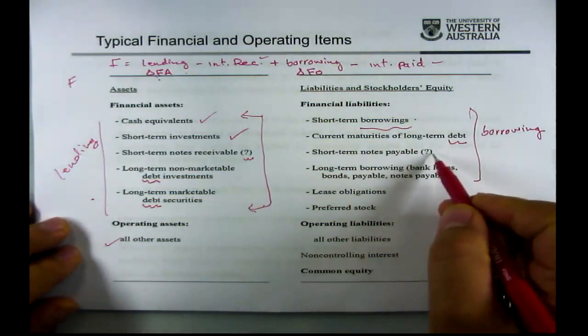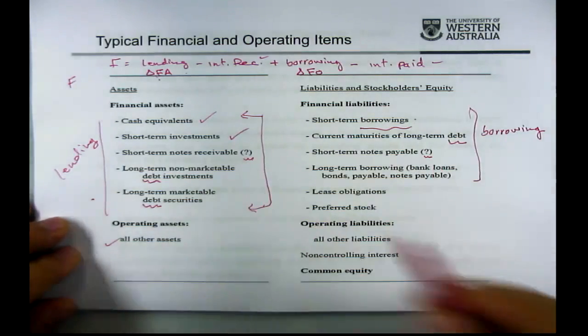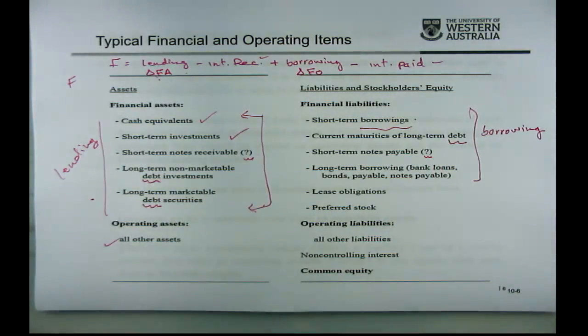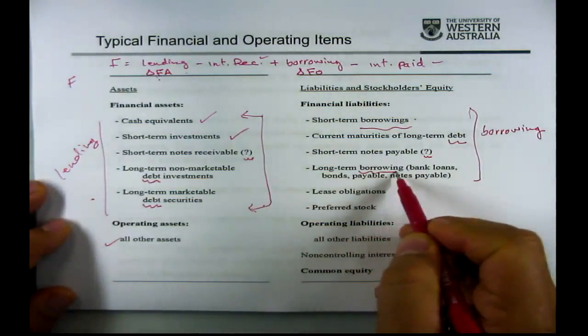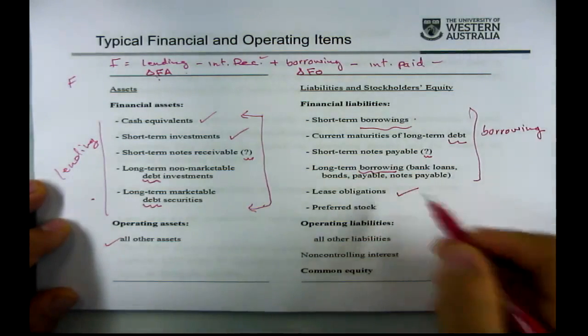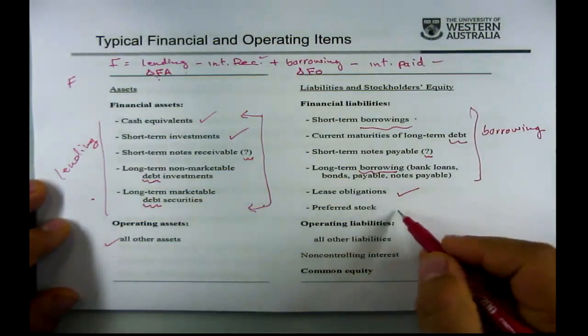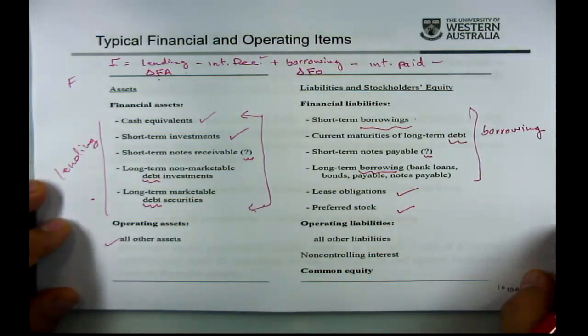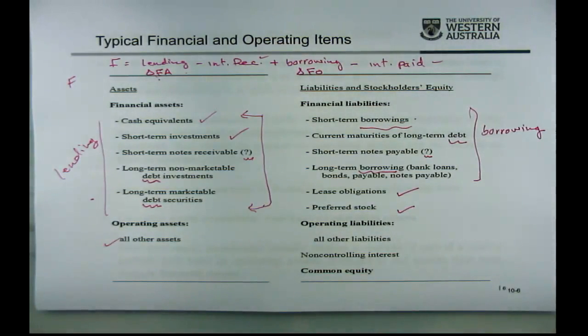Short-term notes payable, it depends. There is a question mark here. It needs further discussion. We will discuss it soon. We have also long-term borrowing, straightforward, financial liability. Lease obligations, also financial liability. Preferred stock, also to be treated as a financial liability, because preferred equity holders are to be satisfied before anything is paid to common shareholders. So from the perspective of common shareholders, preferred equity holders are like creditors. They are to be paid off before anything is paid to the common shareholders, okay?